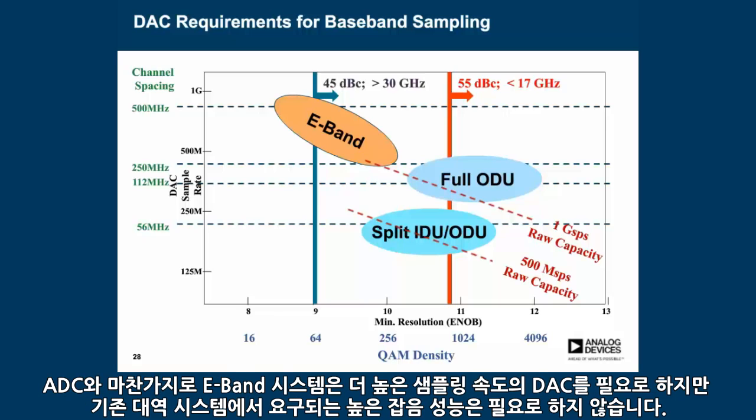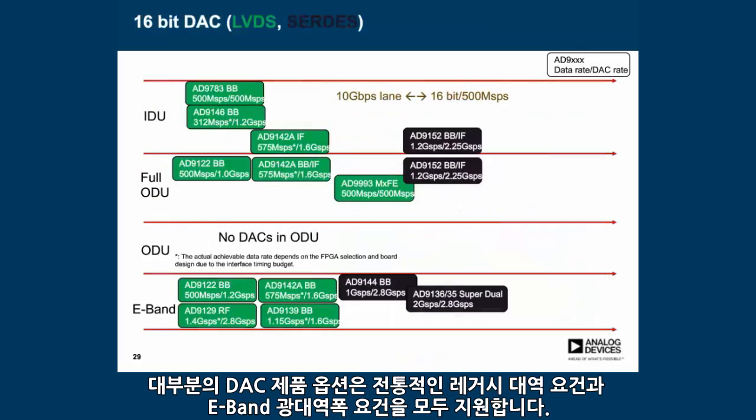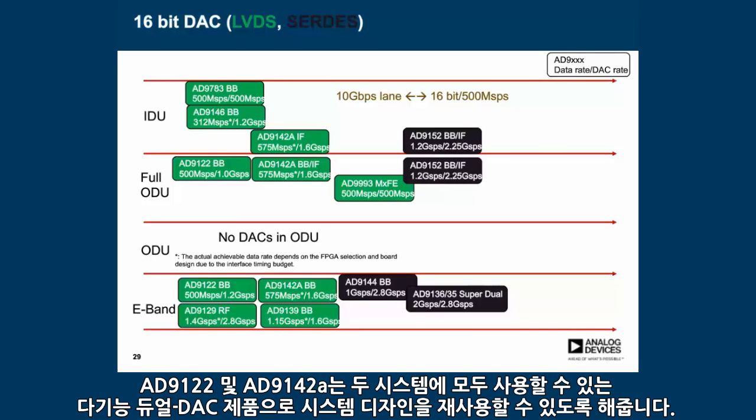Just like ADCs, the E-band systems require higher sample rate DACs, but do not need the higher noise performance capabilities that the traditional band systems require. Many of the DAC product options support both the traditional legacy band requirements as well as the E-band wide bandwidth requirements. The AD9122 and AD9142A are two versatile dual DAC products that can be used in either system design, enabling some design reuse across systems.